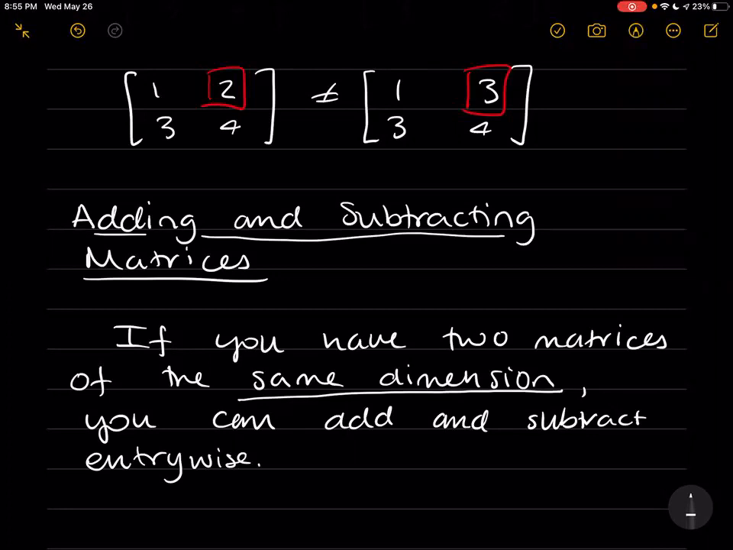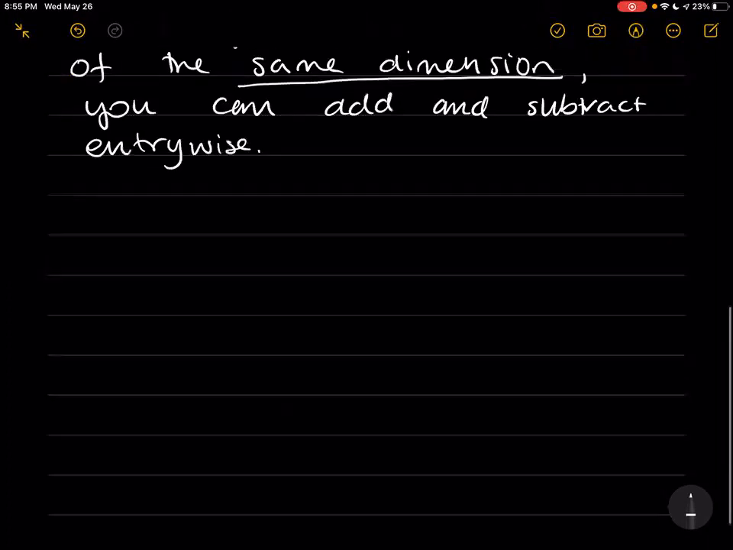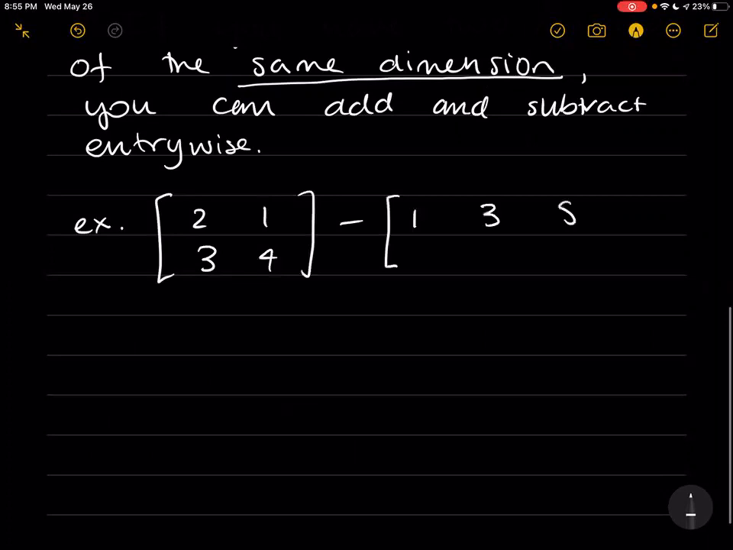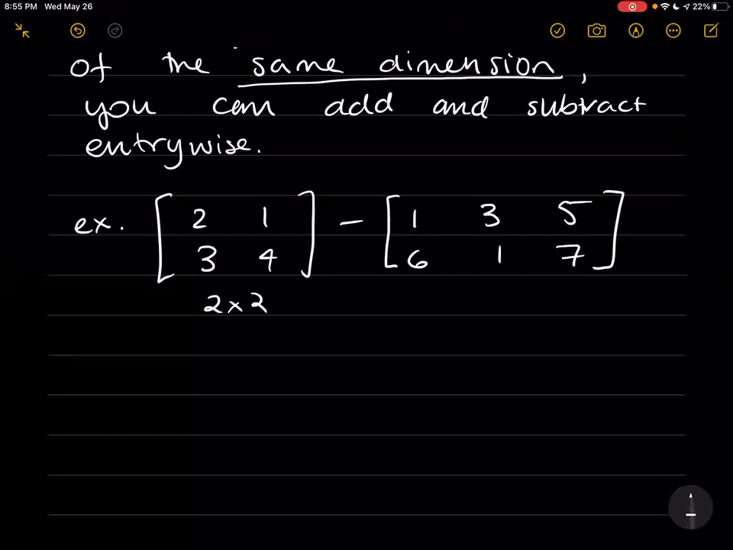So for example, if you tried to do something like the matrix 2, 1, 3, 4 minus the matrix 1, 3, 5, 6, 1, 7, you can't do this. This doesn't make sense because we have a 2 by 2 matrix here. There's 2 rows and 2 columns, and this one has 2 rows and 3 columns. So this is a 2 by 3 matrix. They're not the same dimension. You can't subtract or add them.